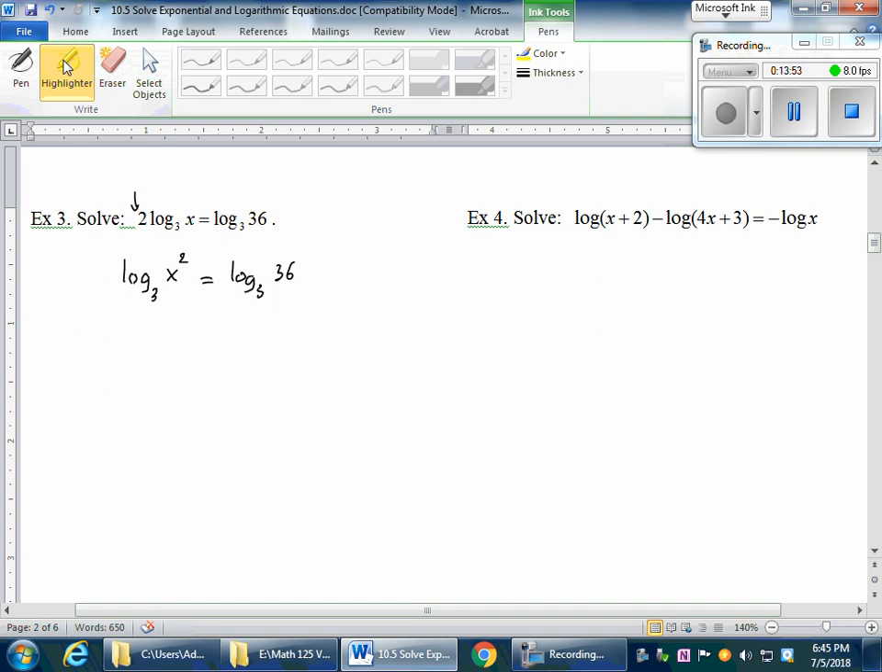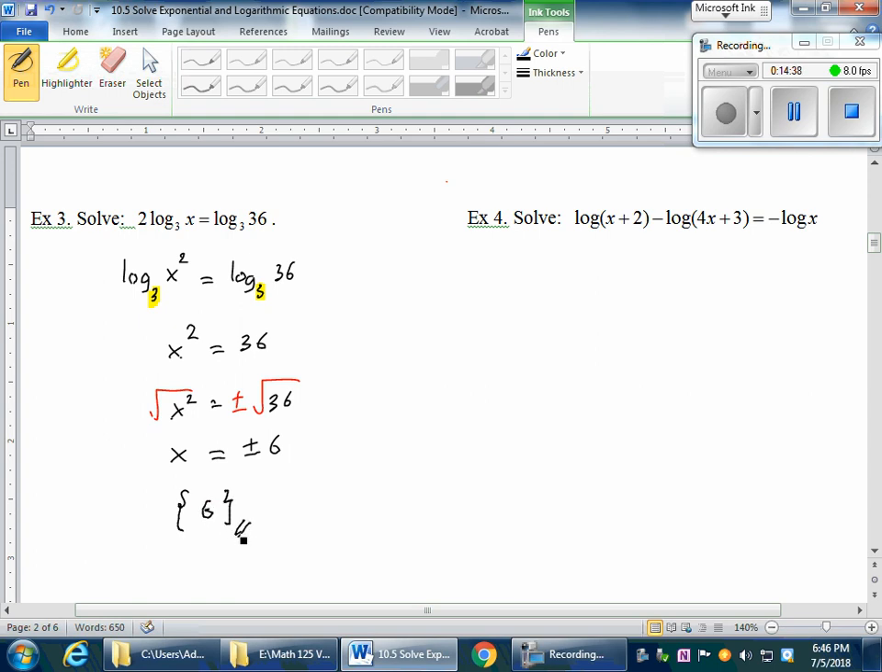According to the one-to-one property, if the logarithms with the same base are equal to each other, that means the arguments must be equal to each other. So now we are solving this quadratic equation. We can use the square root property, which is when you take the square root on both sides, don't forget the plus or minus sign. So this will become x is equal to plus or minus 6. Clearly negative 6 does not work, because when you substitute into here, that will become a negative number, which is wrong. According to the concept, the argument cannot be negative. So therefore, my answer will be just 6 after we check it.